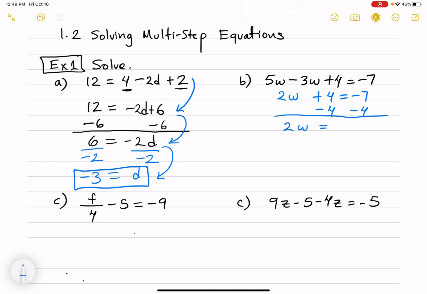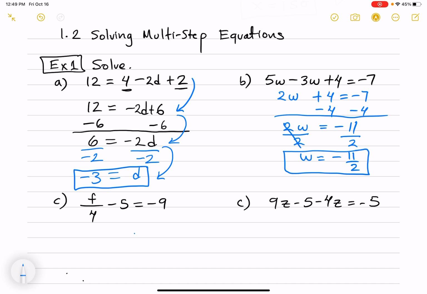Negative 4 and negative 7 makes a total of negative 11. And then we divide both sides by 2. And the simplified answer would be just negative 11 over 2. Fractions are perfectly okay as an answer.